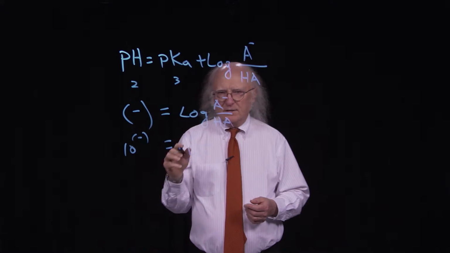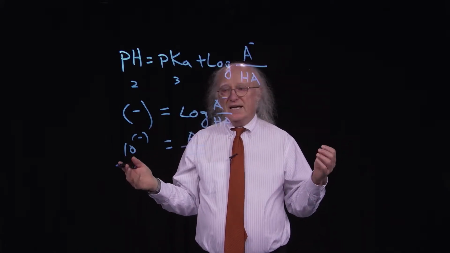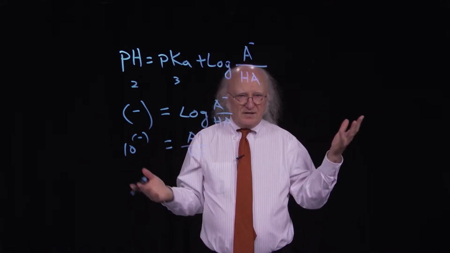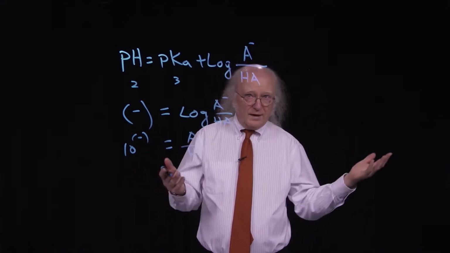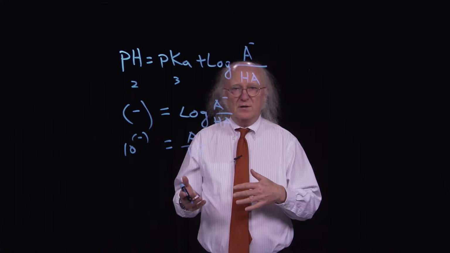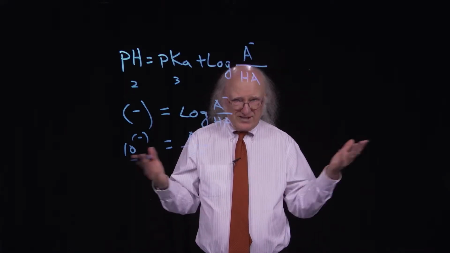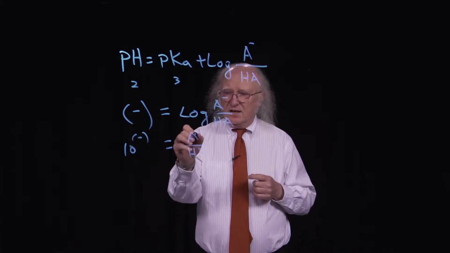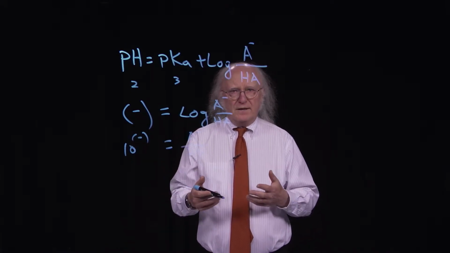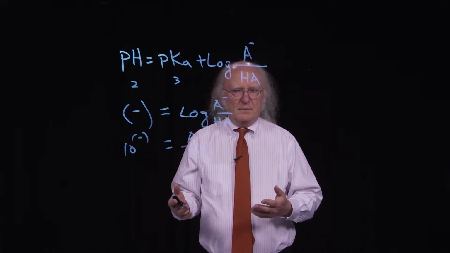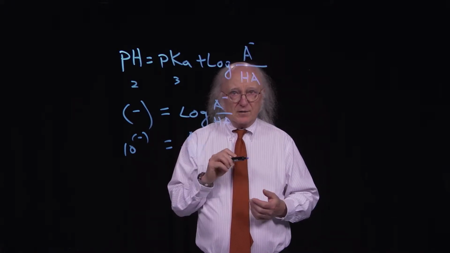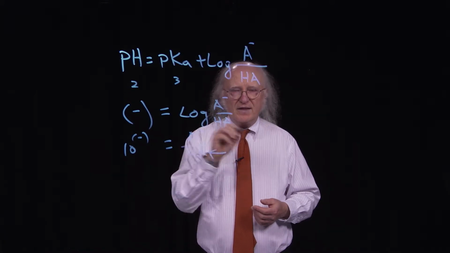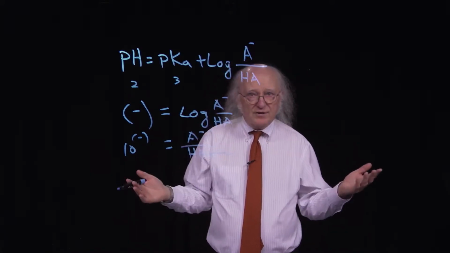What does that mean? Well, 10 to a negative power is some fraction of a number. Remember, first of all, that 10 to a positive power is going to be a number greater than 1. 10 to a negative power is going to be a number less than 1. 10 to 0, of course, is going to be equal to 1. So 10 to a negative power means that this ratio is going to be less than 1. Well, if this ratio is less than 1, that means that we must have more HA than we have A minus. And we've solved the problem.